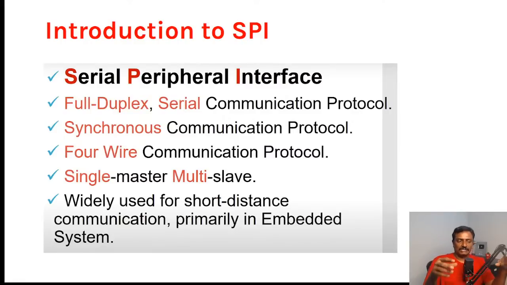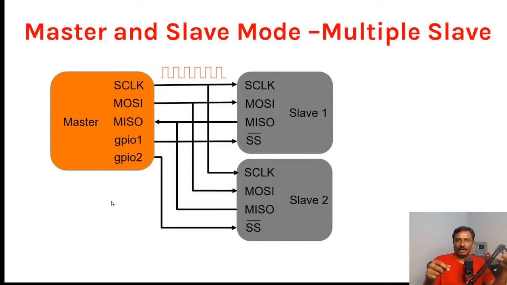SPI stands for Serial Peripheral Interface. It's a full duplex serial communication protocol. But one disadvantage of SPI is that the more devices you use, the more GPIOs you need. It works in master and slave mode, single master and multiple slaves. So if you have multiple slaves, it needs additional GPIOs.